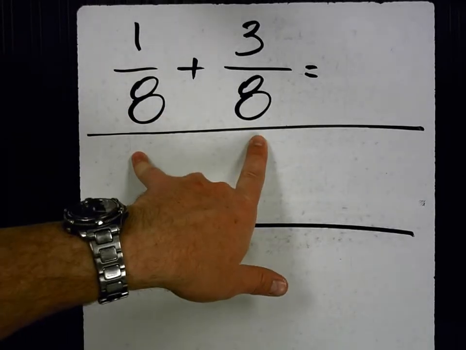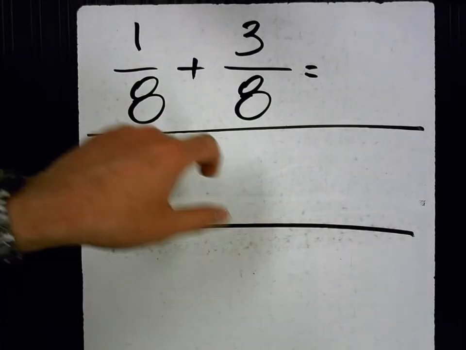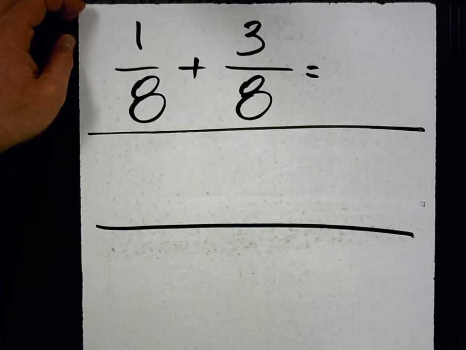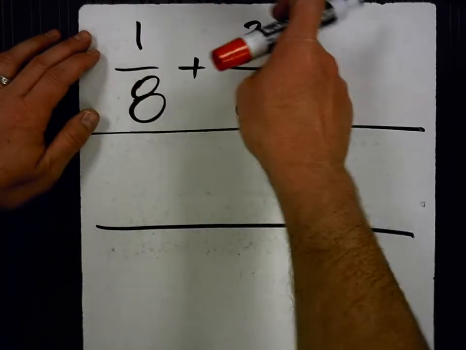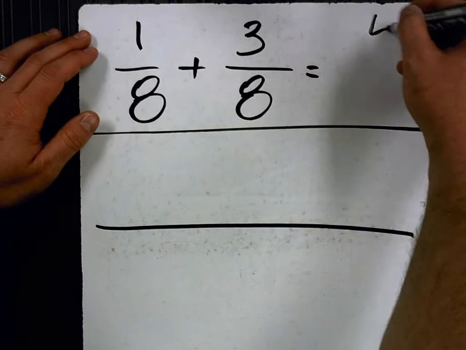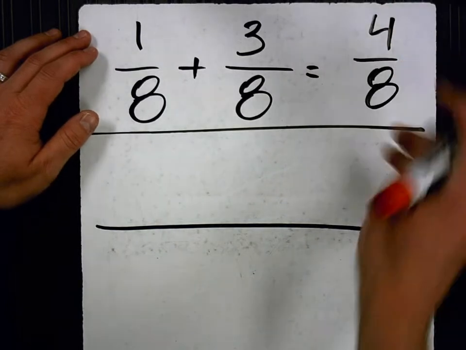Are your denominators the same? Yes or no? Yes. You don't have to do anything to them. All you're doing is adding the numerators. What's 1 plus 3? 4/8. Your denominators stay the same.